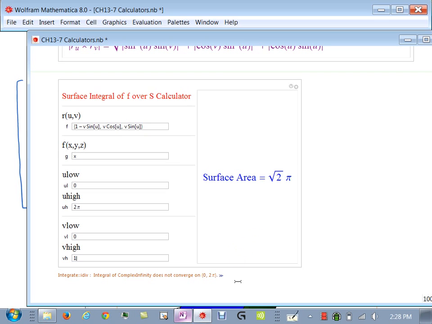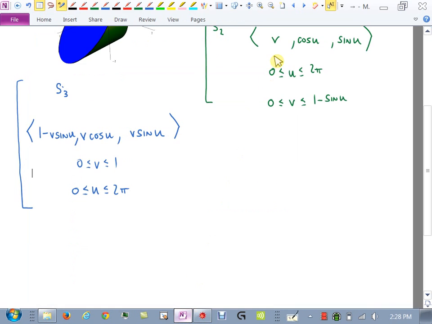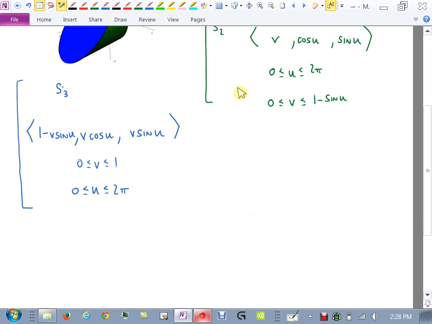Don't worry about it. Again, Mathematica tries harder than I need it to, and that can be a problem sometimes. Add that to the other one. The other one was V cosine U sine U? Yeah, okay, we did that one. So add them up.